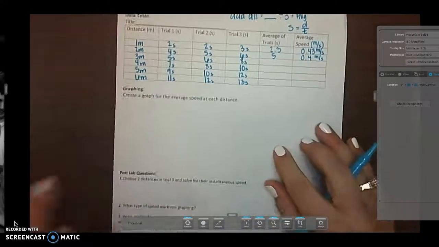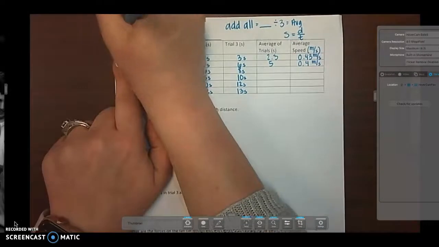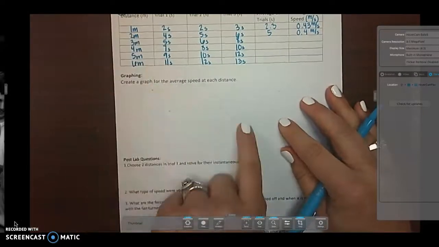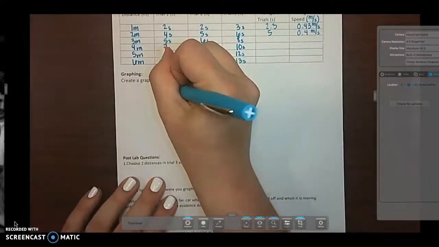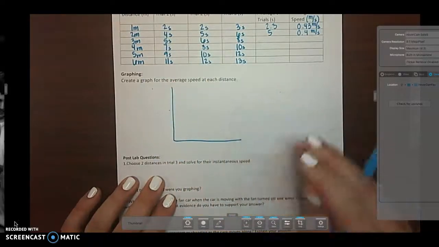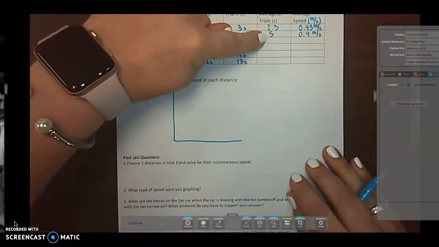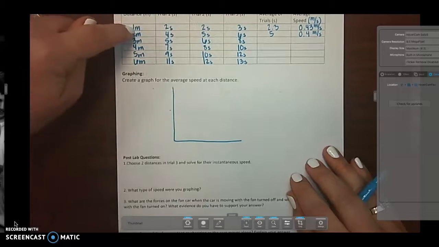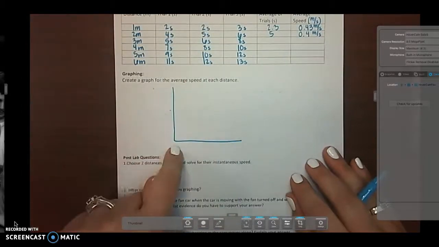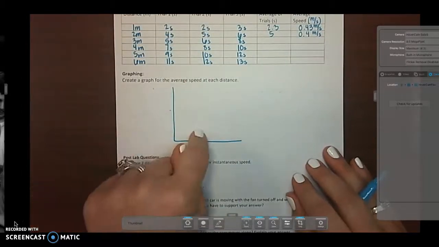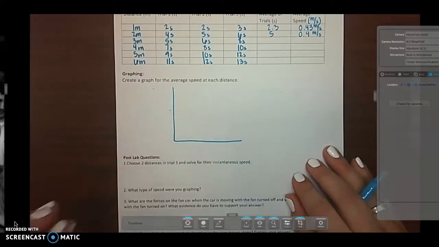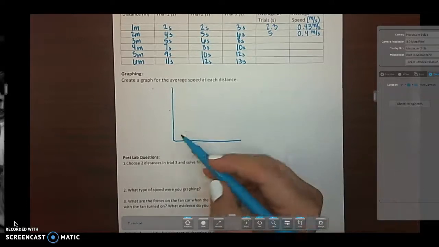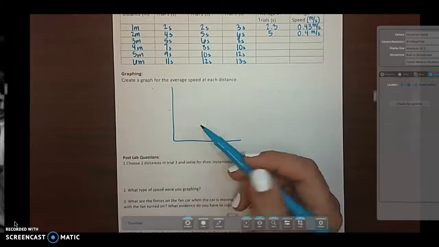Once you've filled in your data table, make sure that you give it a title. Then you're going to come down here and you're going to graph it. So please keep in mind that this is quantitative versus quantitative. So you need to figure out what kind of graph you're going to have. Are you going to have a bar graph or a line graph? Remember, quantitative data versus quantitative data, numbers versus numbers. You're also going to label your axes and give it a title.